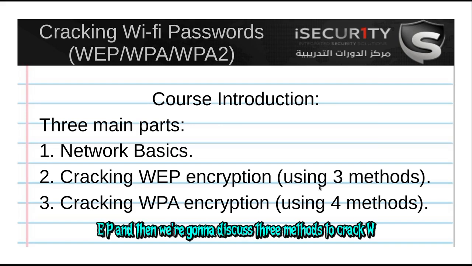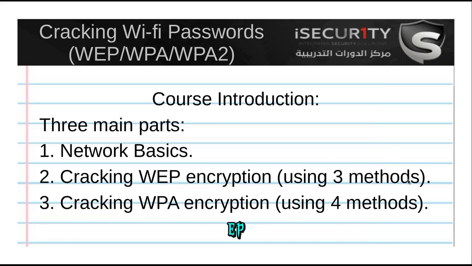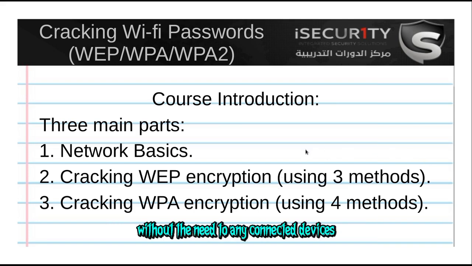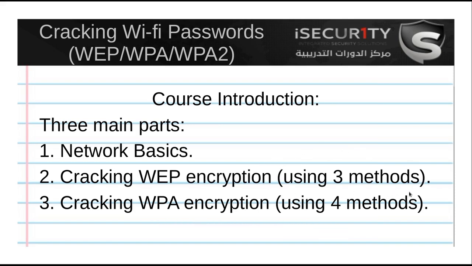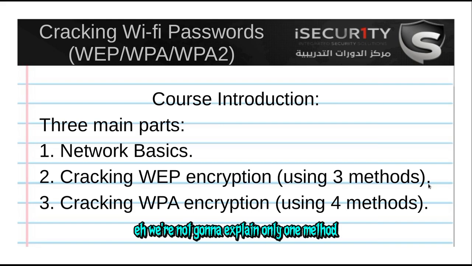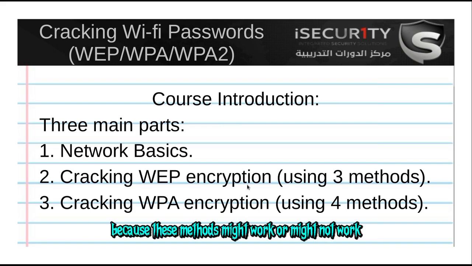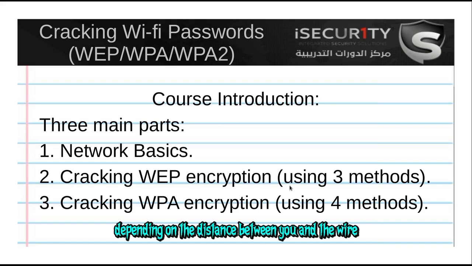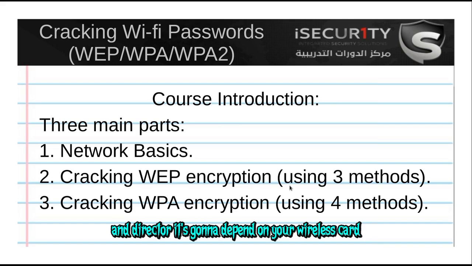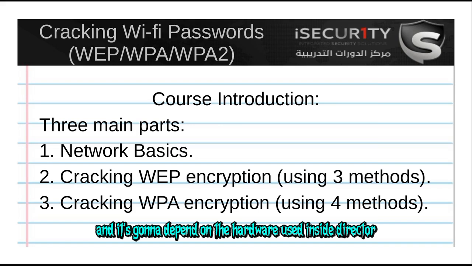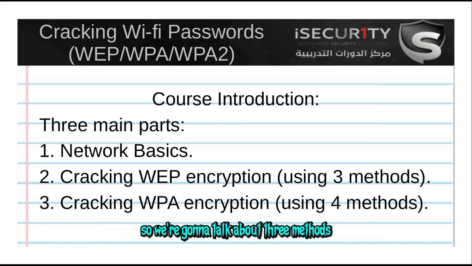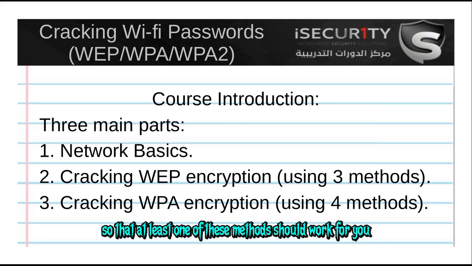And then we're going to discuss three methods to crack WEP encryption without the need for any connected devices, or without the need to communicate with any of the people who are connected to these devices. We're not going to explain only one method because these methods might work or might not work depending on the distance between you and the router. It's going to depend on your wireless card and it's going to depend on the hardware used inside the router. So we're going to talk about three methods so that at least one of these methods should work for you.